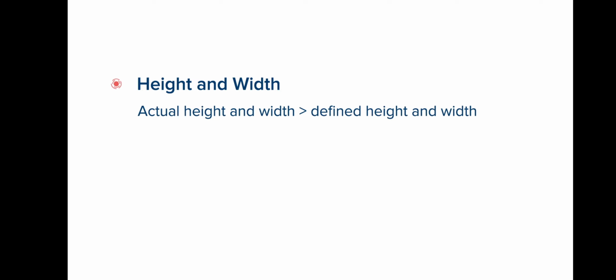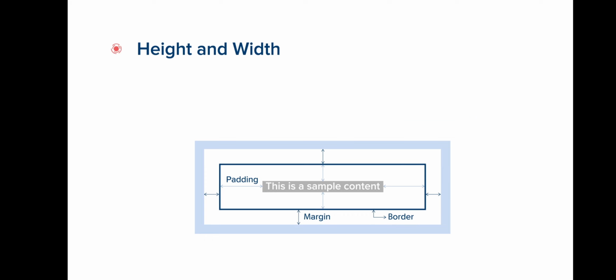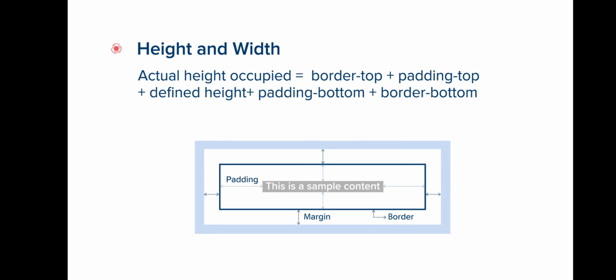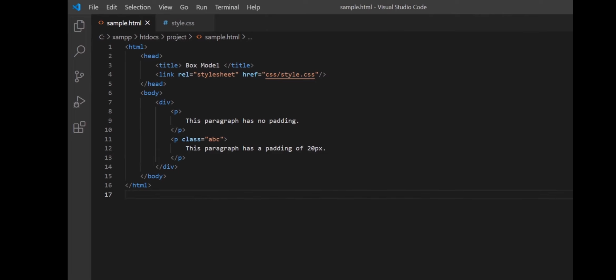Now when we define the height and width of an element, the actual height and width are always more than the defined. This is because we define the height and width only of the content part without considering the border, padding, or the margin. Let's see how. Actual height occupied is equal to border top plus padding top plus defined height plus padding bottom plus border bottom. And the actual width is equal to the border left plus padding left plus defined width plus padding right plus border right.